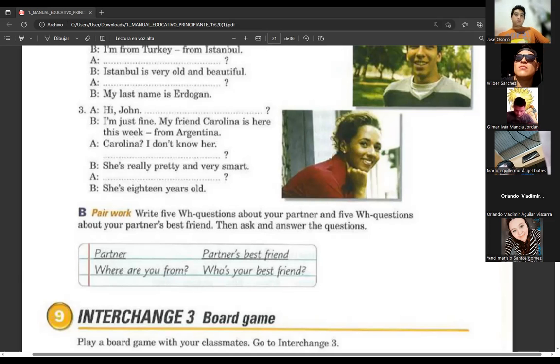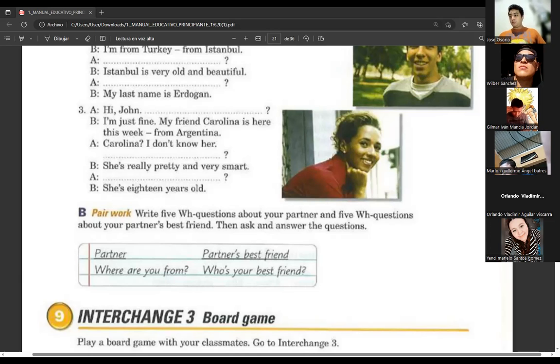Okay, conversation two. Sarah. Where are you from? Istanbul is very old and beautiful. What is Istanbul like? My last name is Erdogan. What is your last name?